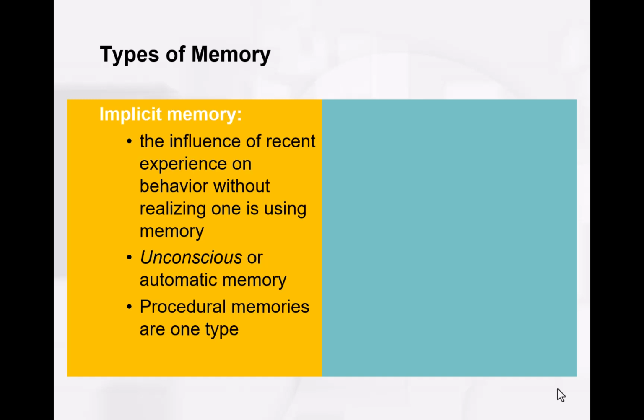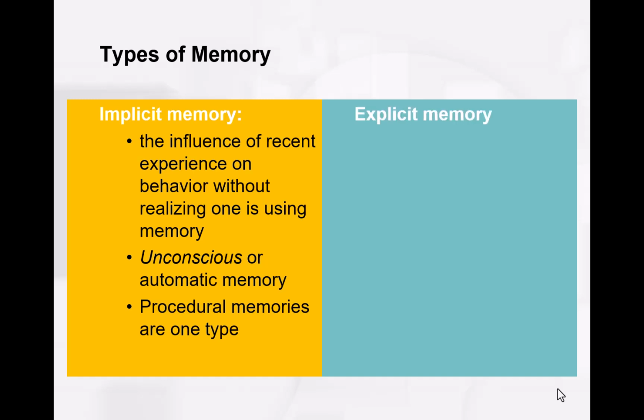We're going to talk about procedural memories, which are just one type of implicit memory, and it's going to be an action or a skill that you've learned in the past that then becomes automatic. You don't have to think about all the different things you need to do that action or skill.